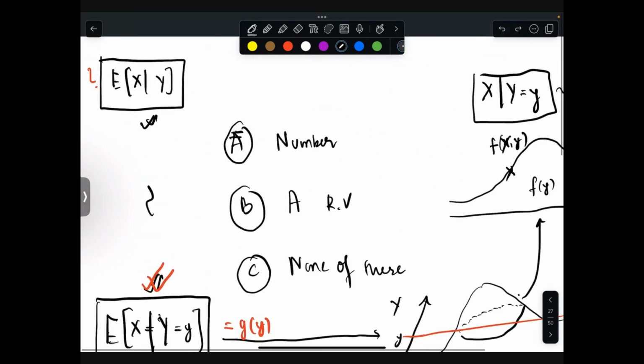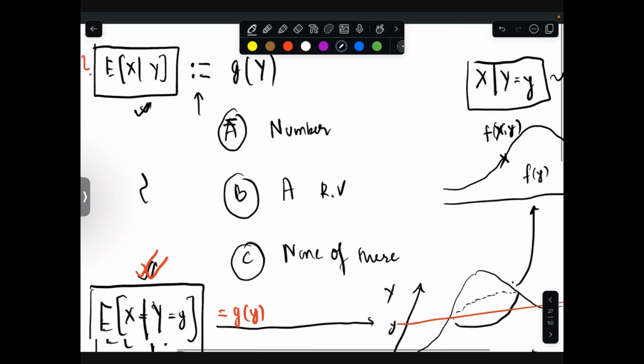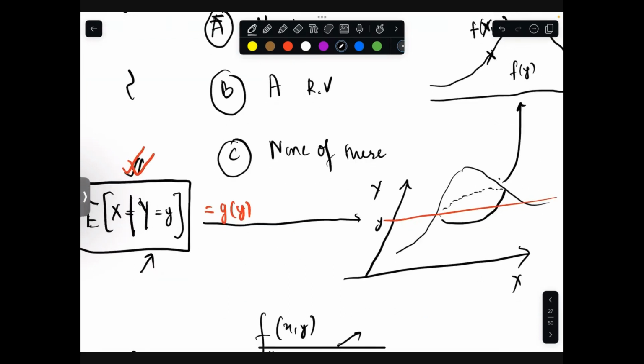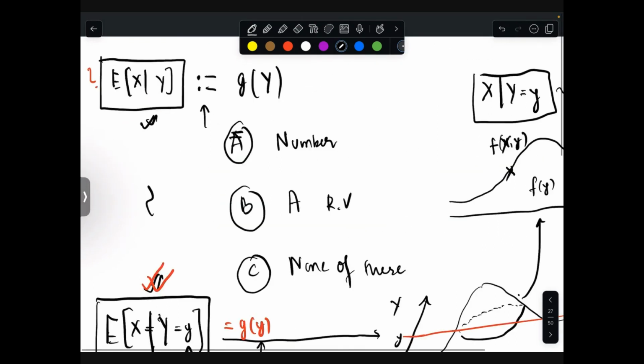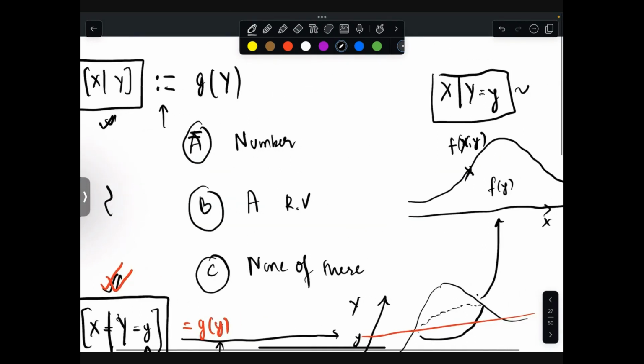So what they did is that they defined, this is a definition, okay, this is not an understanding. They defined this to be g of capital Y. So they defined it to be g of capital Y. Why? Because whatever the output is, it's nothing but a transformation of small y, right? If you input this small y, the output is some transformation of small y, right? So therefore the expectation of X given Y is nothing but a function.